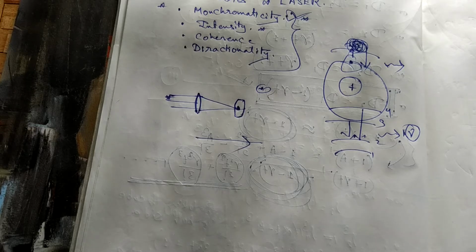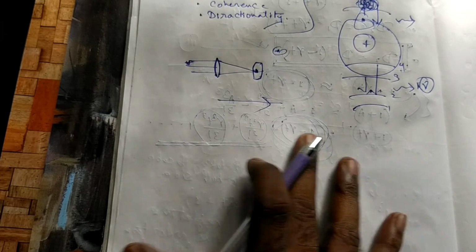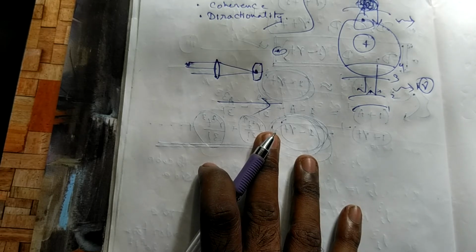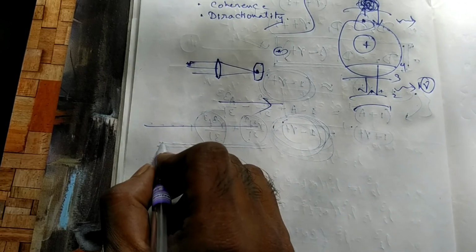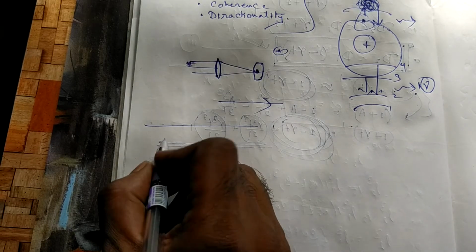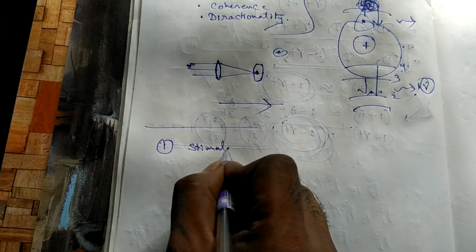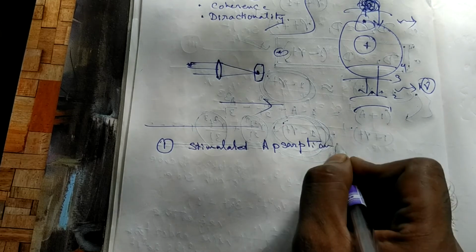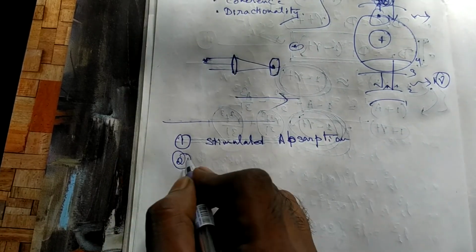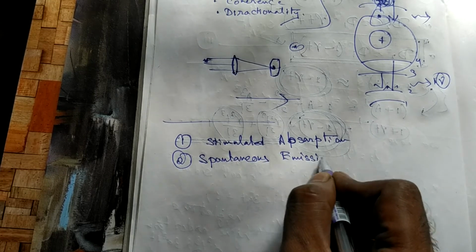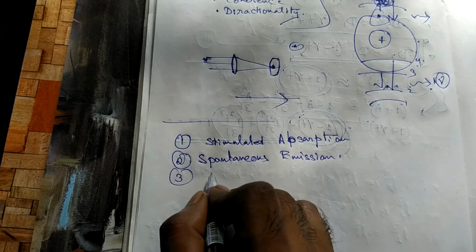Now we study how the laser beam is generated, how it works. It is nothing but a transition of electrons. The transition of an electron from one orbit to another orbit happens by three processes. One is called stimulated absorption, the second one is spontaneous emission, and the third one is stimulated emission.